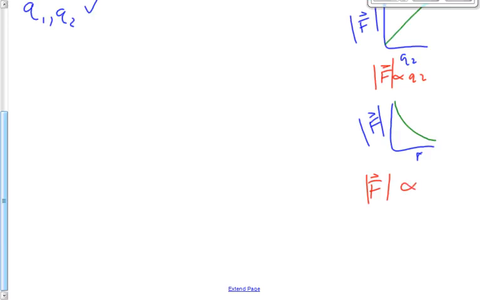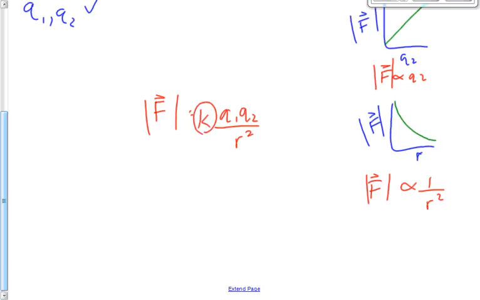F is not related to R. F is related to 1 over R squared. So he puts those together. F is related to Q1, and it's related to Q2, and it's inversely related to the square of the distance. And we get something that looks like this. But if you know anything about proportionalities from your math class, when it's proportional to Q1 Q2 over R squared, it's equal to a constant times that value.